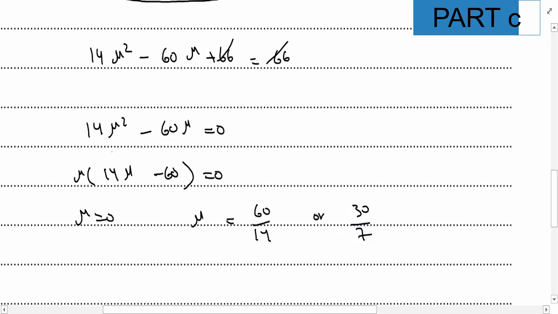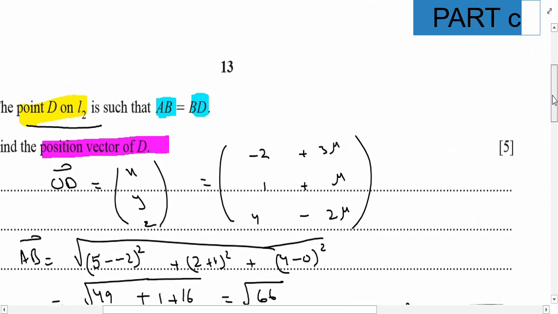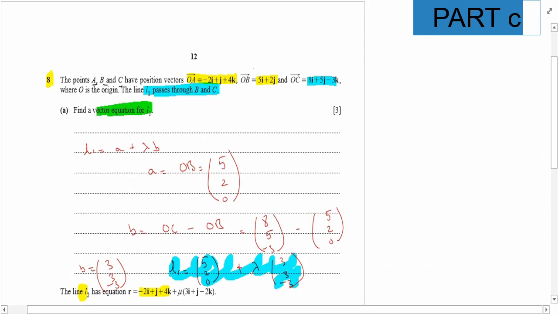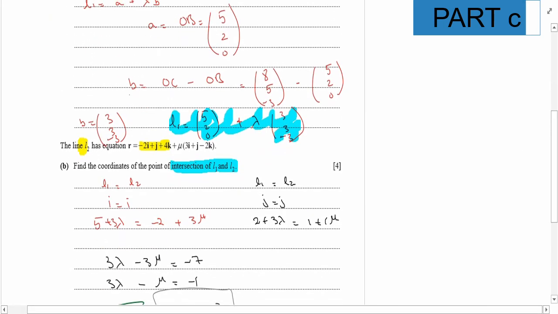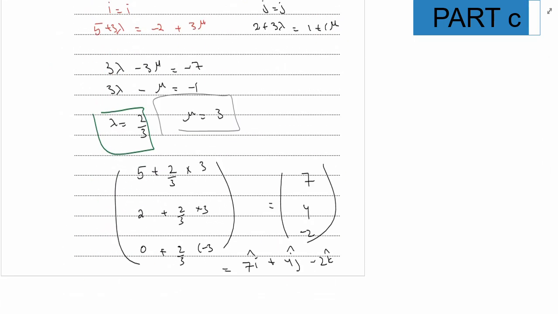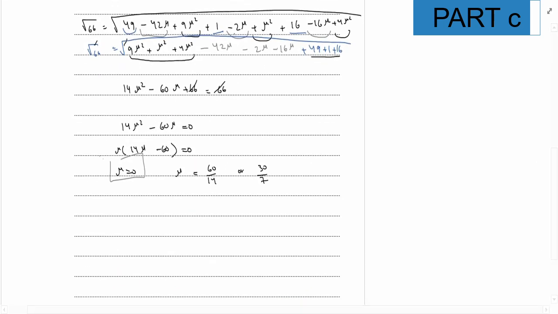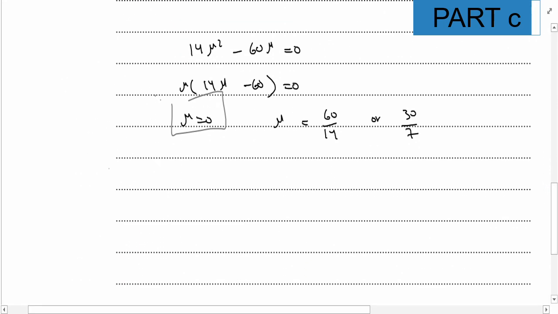Now mu equals 0 would be neglected. Why neglected? If we look back at our equation, when mu was 0, we are on the point A, so the lengths would be the same and this is again minus. So we are going to take the value of mu as 30 by 7. If we put this value into L2, we get OD equals (76 by 7, 37 by 7, minus 22 by 7). These are the coordinates of point D.